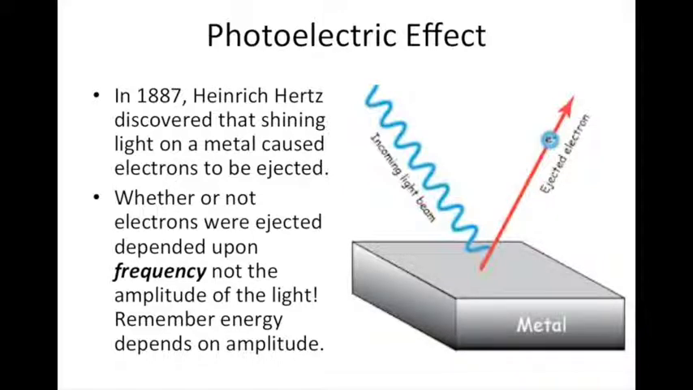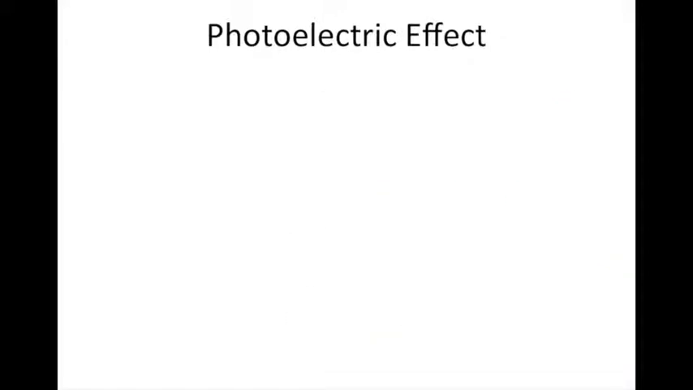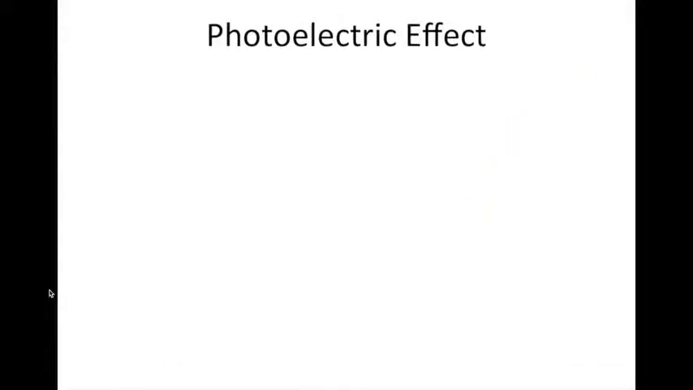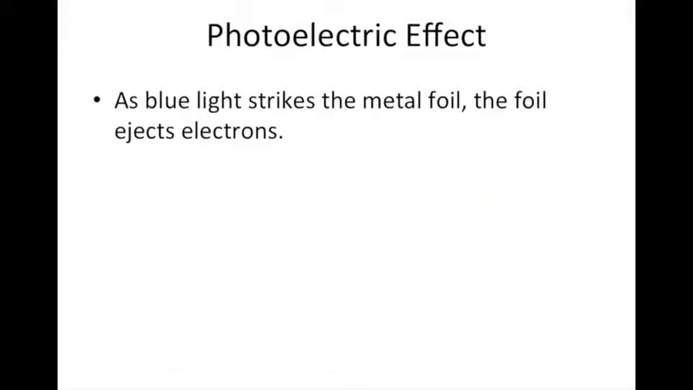So let's take a look at the photoelectric effect in a little more detail. Let's say we have our metal foil, and let's say we irradiate it or shine a blue light, which you can see represented here. Let's shine a blue light on that metal. When we shine the blue light on the metal, electrons are ejected. You can see the little electron being ejected here. So when we shine the blue light on our foil, we get the ejection of some electrons.